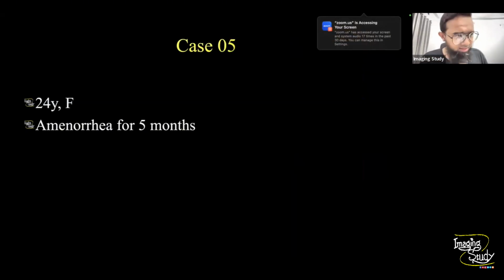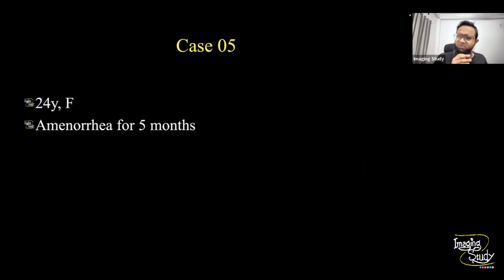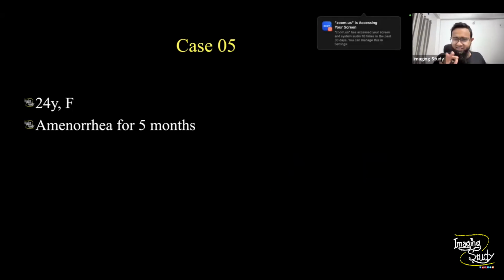Okay, so to this last case, this will obviously be the obstetric one. I took a very bad case for the day, and it won't be a very good case, I think. Okay, so case number 5. This is a 24-year-old female patient who came with an amenorrhea for 5 months. Let's see what we have got on ultrasound here.